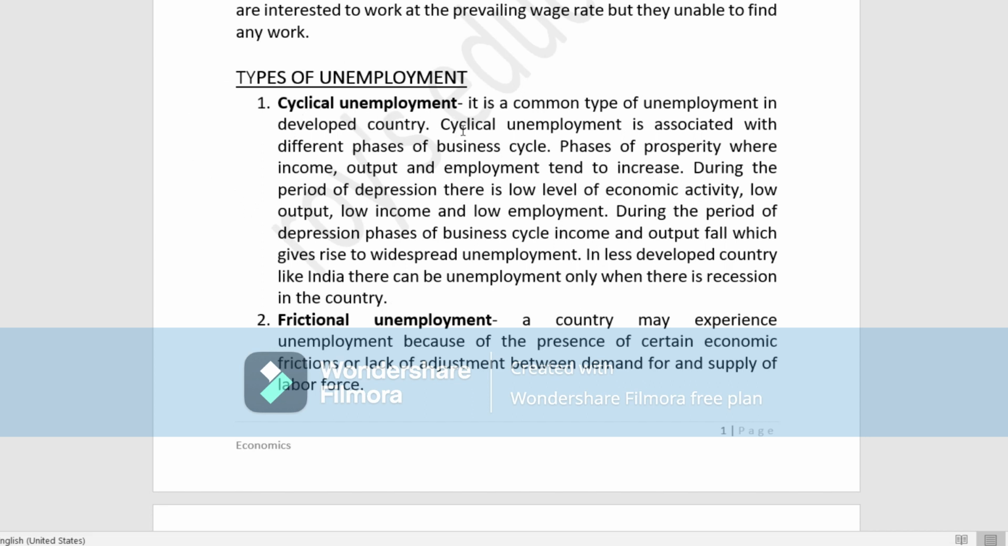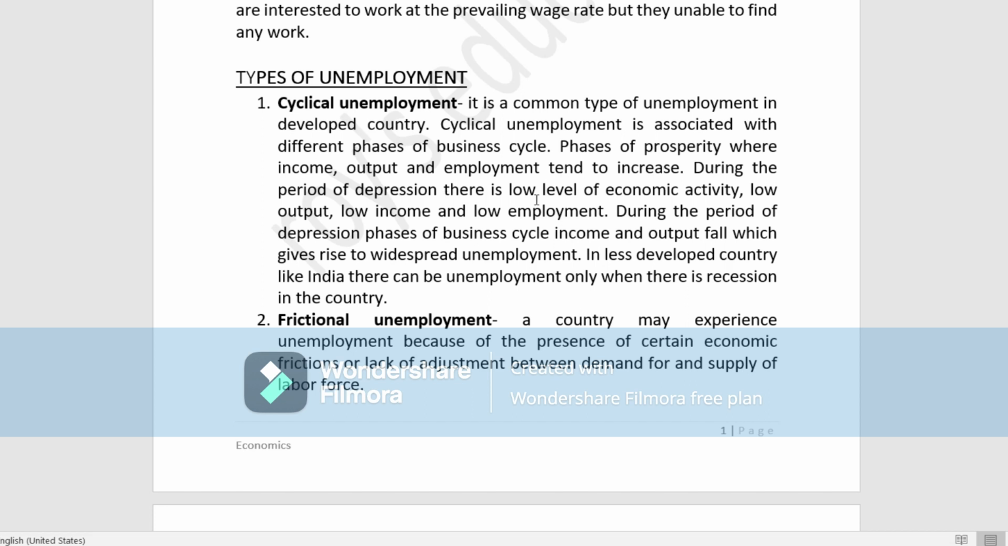First is cyclical unemployment. What does cyclical unemployment mean? This type of unemployment is very common in a developed country, and it is associated with different phases of the business cycle. We know the business cycle, no? When the economy is in the phase of prosperity, income, output and employment tend to increase. That means when the economy is prosperous, income increases, output increases and employment also increases.